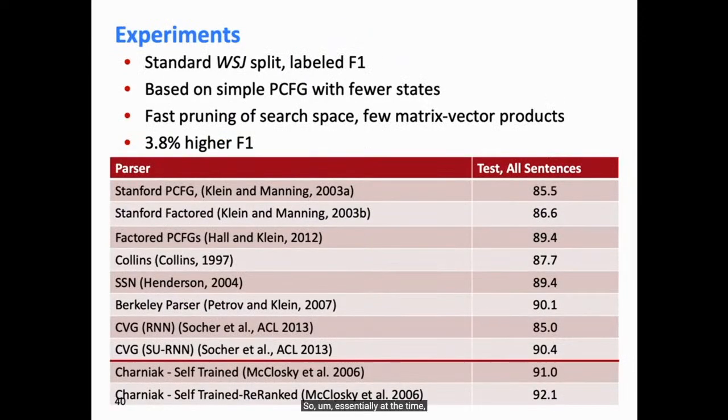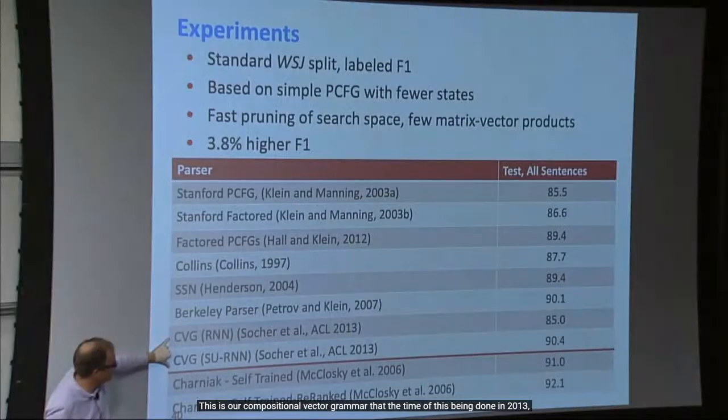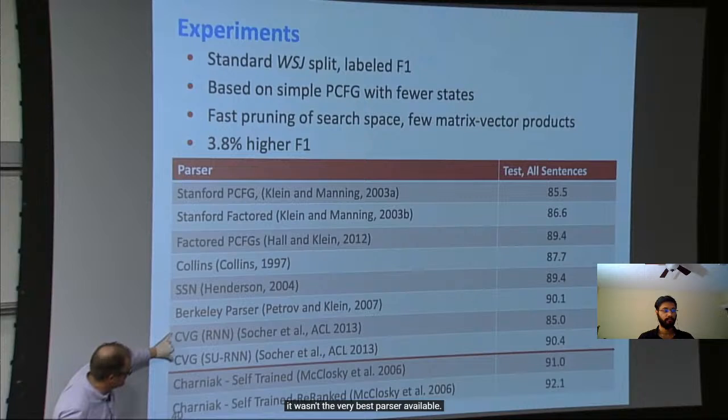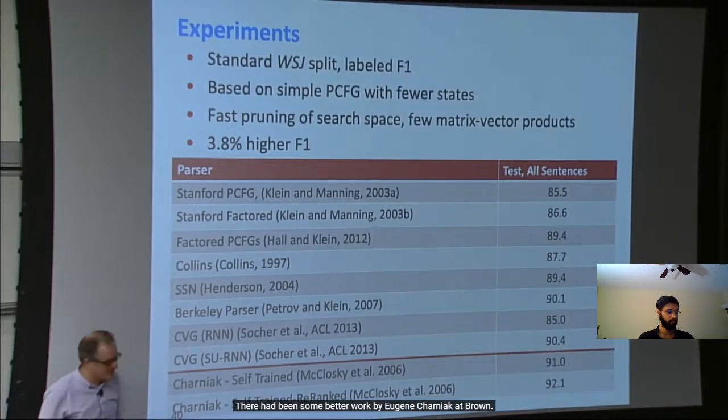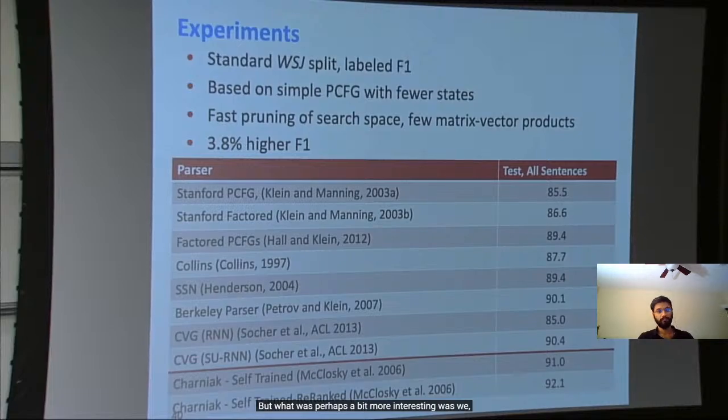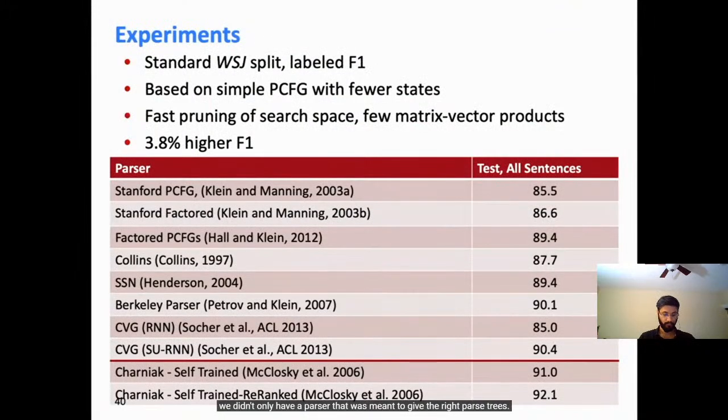And yeah, so essentially, at the time, this actually gave a pretty good constituency parser. So there are lots of results here. The top ones are our classic older Stanford parser, which is a PCFG, and other kinds of parsers that people had built. This is our compositional vector grammar. At the time of this being done in 2013, it wasn't the very best parser available. There'd been some better work by Eugene Charniak at Brown, but we actually had a pretty good parser coming out of that system.